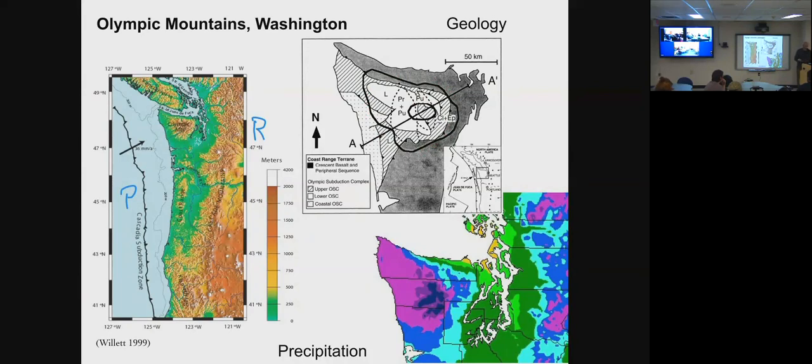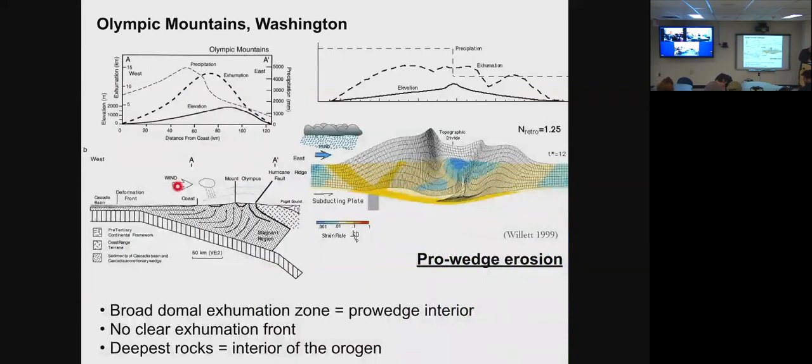So in this case, erosion is coming in from the pro wedge side. Here we go, pro wedge erosion coming in. There's the finite element model result. The topographic divide is right there. Here you have a fairly broad metamorphic culmination. All this material here has been removed. But it's not defining a narrow linear belt of metamorphic rock. Contrary to that, it exposes a fairly broad domal metamorphic complex. No clear exhumation front. Again, we haven't changed anything in the deformation, just the climate.